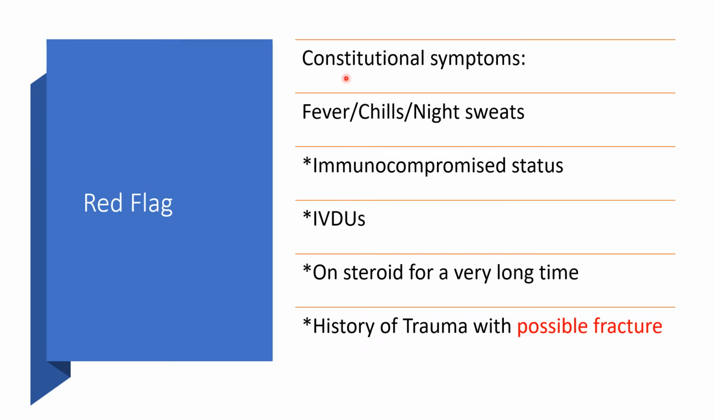When there is lower back pain with constitutional symptoms, then we know we are dealing with something serious, like fever, chills, and night sweats. Or there's lower back pain, but this individual is immunocompromised. Or this person is an intravenous drug user, or this person is on steroids for a very long time, or there is history of trauma with possible fracture.